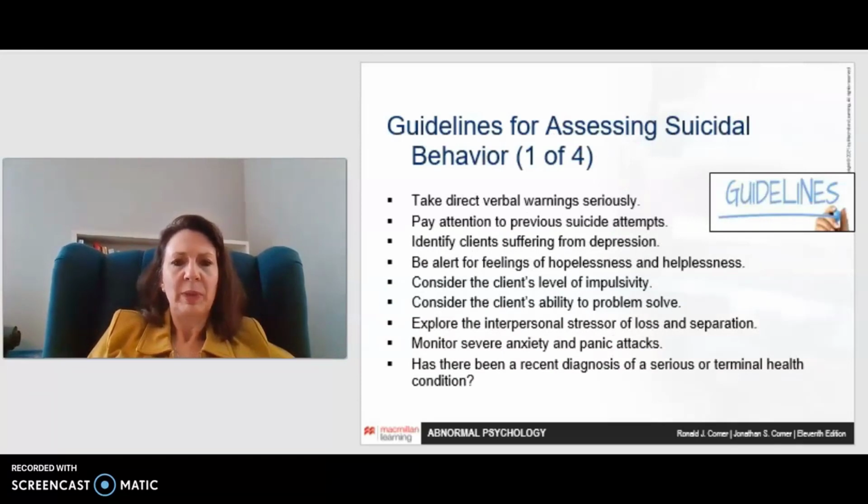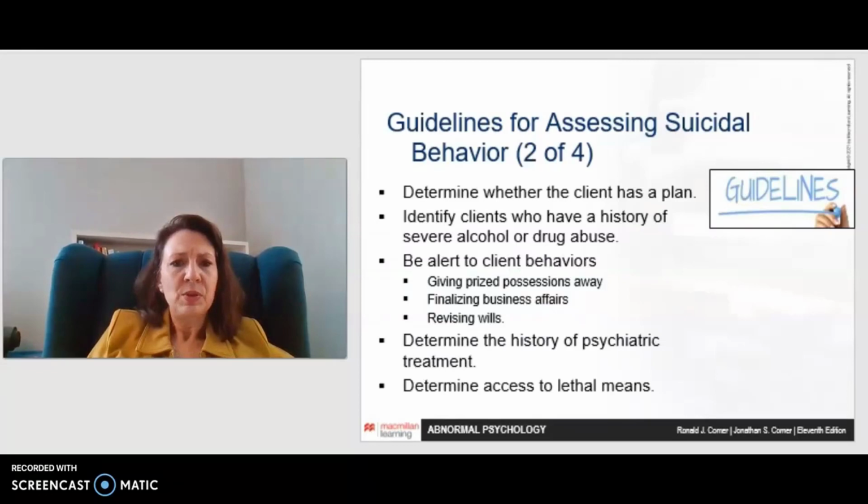Guidelines for assessing suicidal behavior are to take verbal warnings seriously, pay attention to previous attempts at suicide, identify those who are suffering from depression, feelings of hopelessness and helplessness, have impulsivity, have trouble problem solving, looking at interpersonal stressors of loss and separation, monitor severe anxiety and panic attacks, and look at any recent diagnoses of serious or terminal health conditions. We also want to see if there's a plan in place.